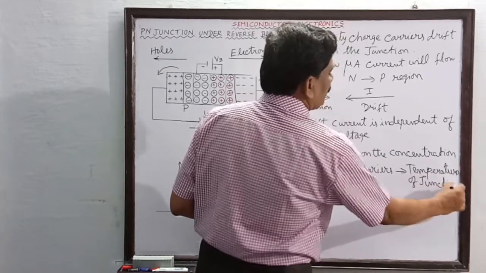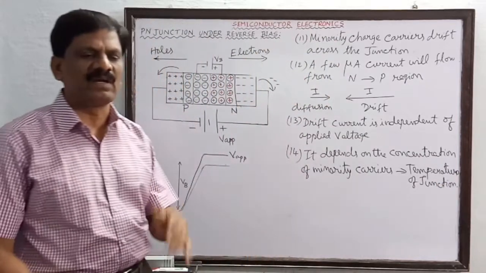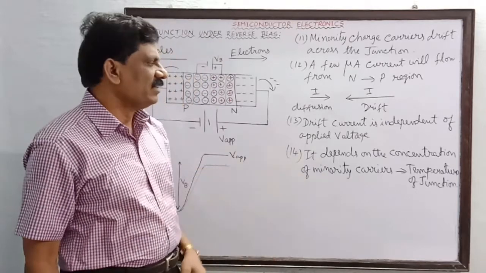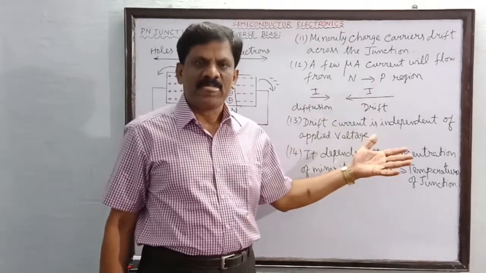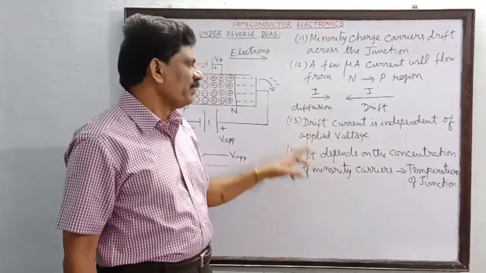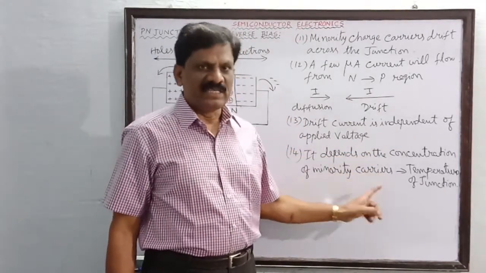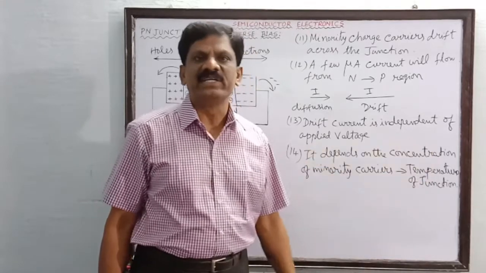If the temperature of the junction is increased, more covalent bonds will break. As a result, this drift current may also increase. But it is independent of the applied voltage. It depends only on the concentration of the minority charge carriers, which again depends on the junction temperature.